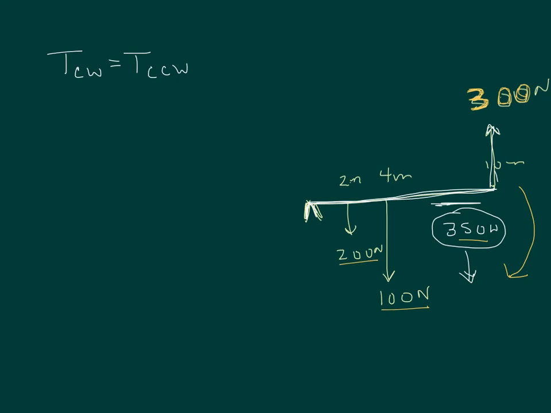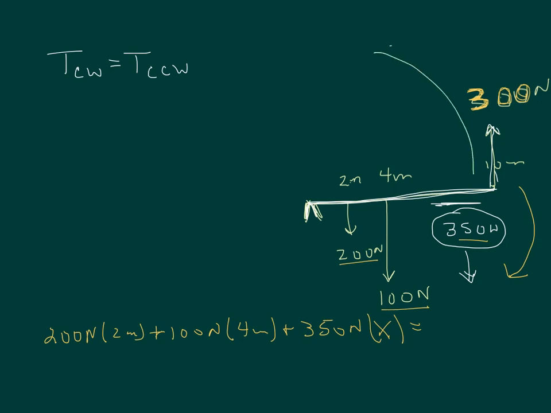The torques in the clockwise direction becomes 200 newtons times 2 meters plus 100 newtons times 4 meters plus 350 newtons times, I don't know how many meters, x, but that has to equal the torque in the opposite direction. Well, the only one turning it this way in a counterclockwise direction is the 300 newtons times 10 meters.